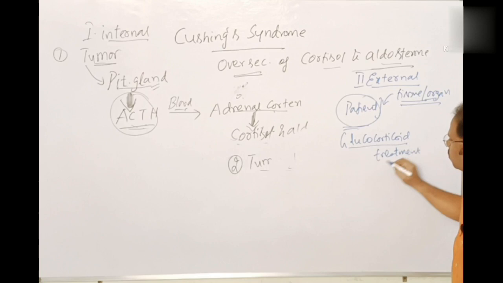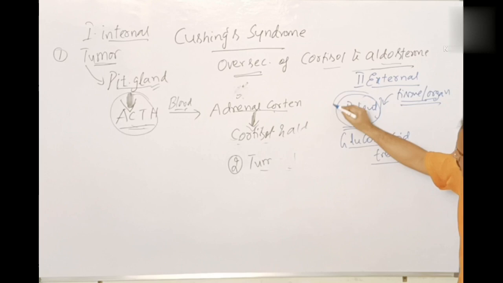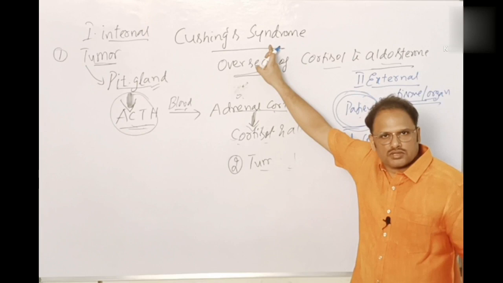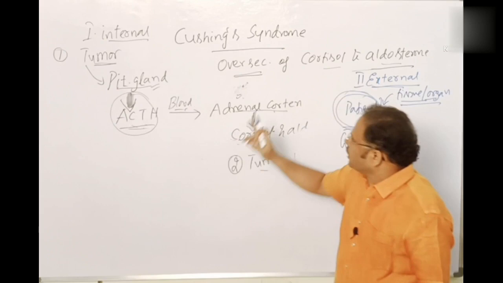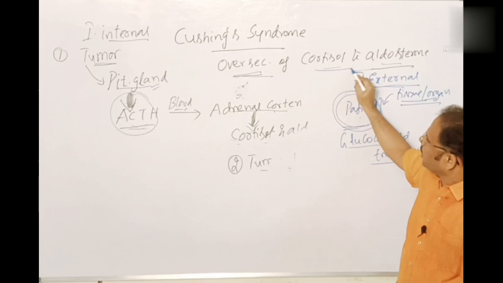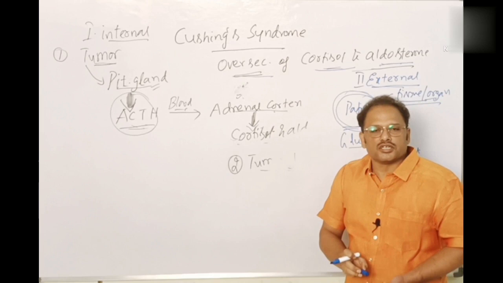That's why in such cases this patient may develop the Cushing syndrome symptoms. This is the external cause, and these are the internal causes of Cushing syndrome. In either case, there is an over secretion, an over release of cortisol and aldosterone. Okay, students, now, what are the symptoms of Cushing syndrome? Let's discuss now.